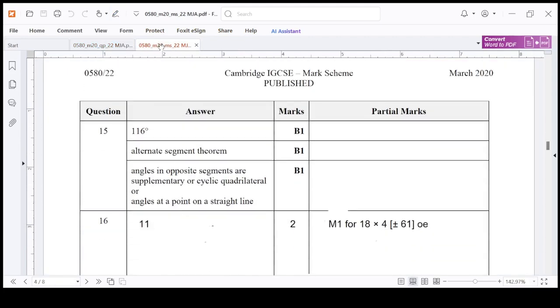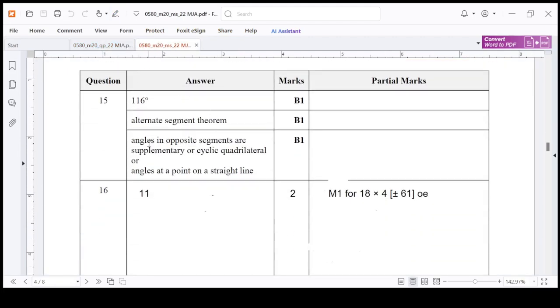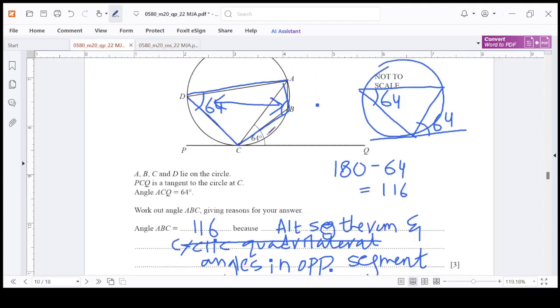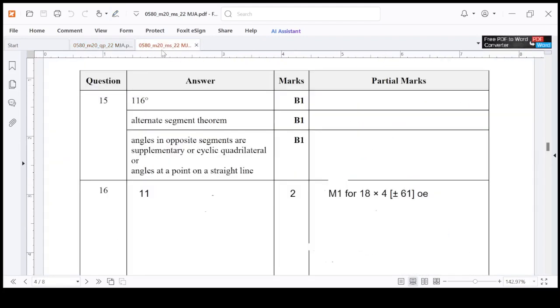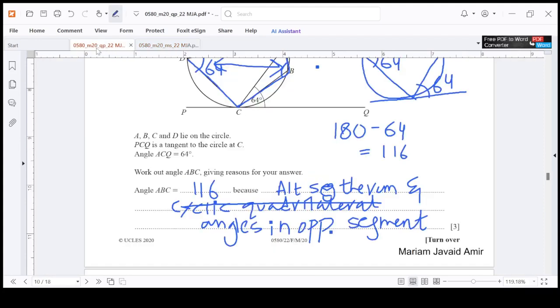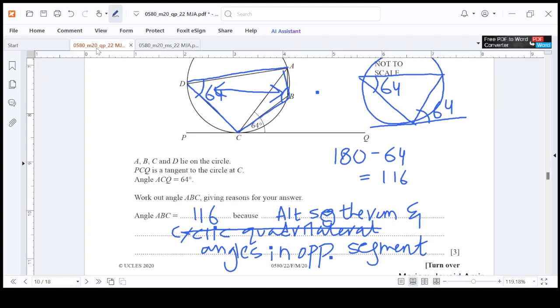Let's see what the answer says. Alternate segment theorem, angles in opposite segment are supplementary of cyclic quadrilateral angle at point. Okay, so same thing. So angles in opposite segments sum up to 180 degree should be a better way of writing this, just in case we don't lose marks, because it says angles in the opposite segments are supplementary. Supplementary means that their sum is 180 degree. So I think it's better to mention that angles in the opposite segment sum up to 180 degree, or angles in a cyclic quadrilateral sum up to 180 degree.